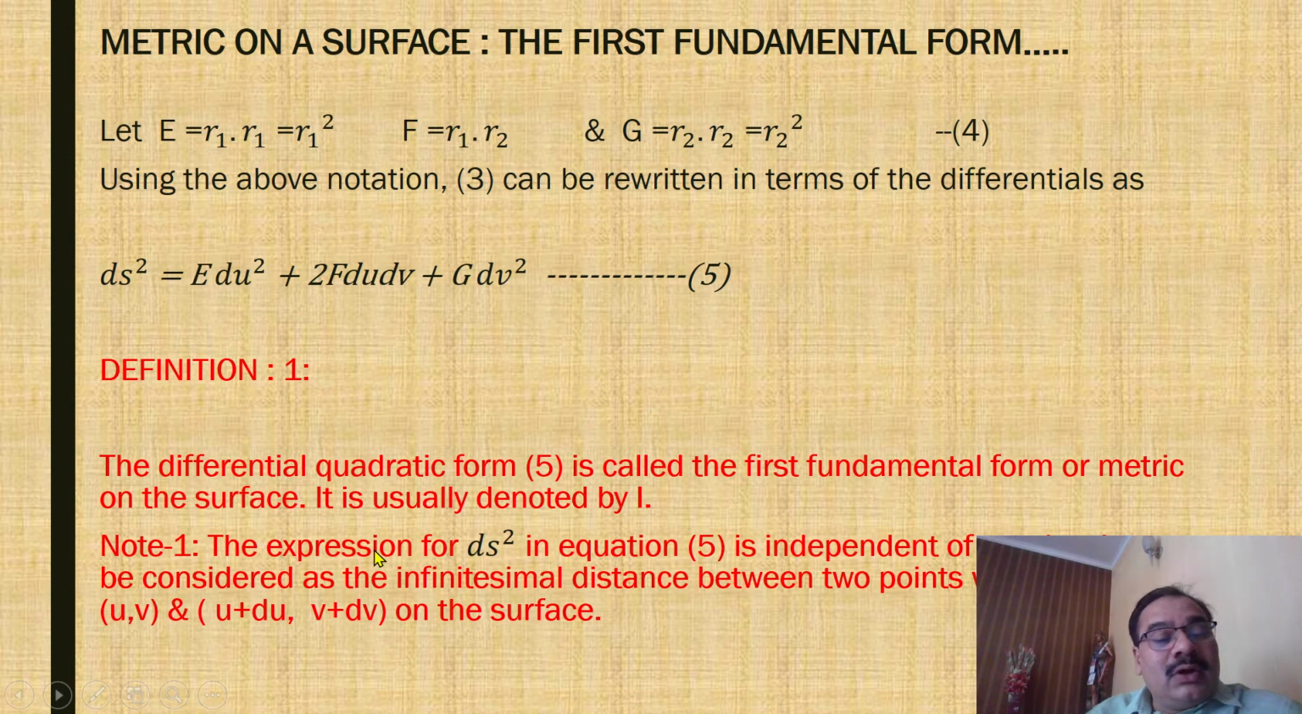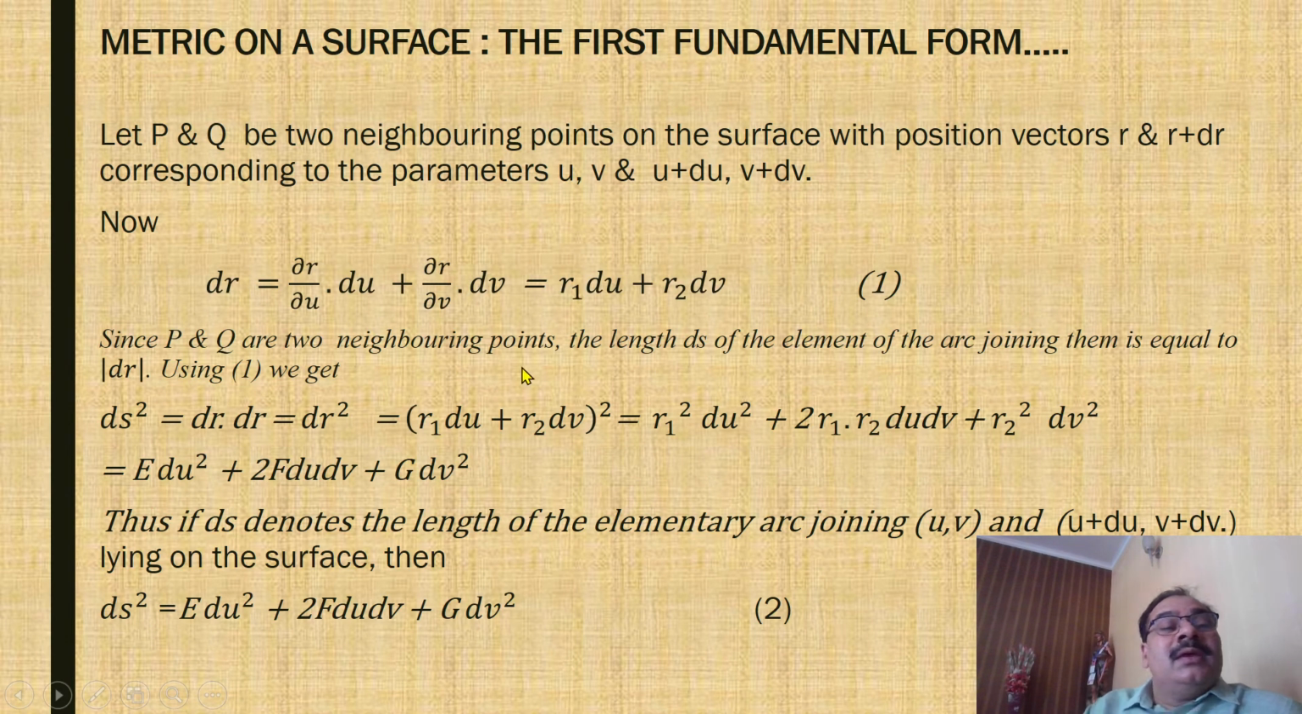Now more analysis is required here. The expression for ds² in equation 5 is independent of t. You can see this is independent of t, and so it can be considered as the infinitesimal distance between two points with parameters (u, v) and (u + du, v + dv). Of course, this point is in the neighborhood of (u, v) on the surface. Now let P and Q be two neighboring points on the surface with position vectors r and r + dr corresponding to the parameters (u, v) and (u + du, v + dv).